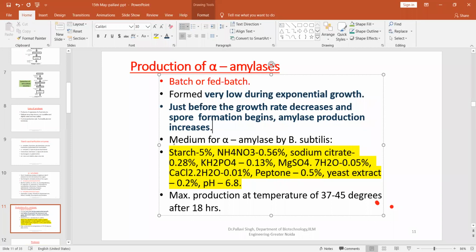I have mentioned the media. What is the media for alpha amylase production by Bacillus subtilis? You can use starch, ammonium nitrate, sodium citrate, potassium hydrogen phosphate, all these are used. And you can see the basic composition of the media: a carbon source should be there to make carbohydrates, a nitrogen source should be there to make amino acids and then proteins, essential ions, potassium and sodium should be there, water should be there, oxygen should be there. So this media is a combination of carbon, nitrogen and essential ions in water. Maximum production temperature for alpha amylase is 37 to 45 degrees, and we get it after 18 hours.